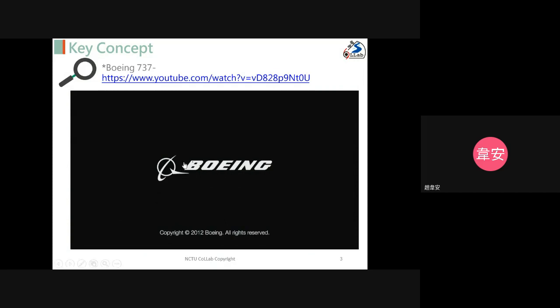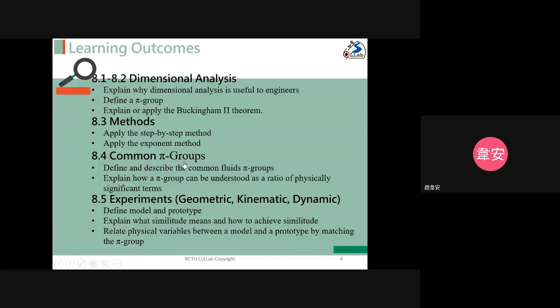But we cannot directly conduct model testing. Before the testing, we need to satisfy some similitude between the models and the true conditions. So these are the learning outcomes. First, we will provide a brief introduction of dimensional analysis.